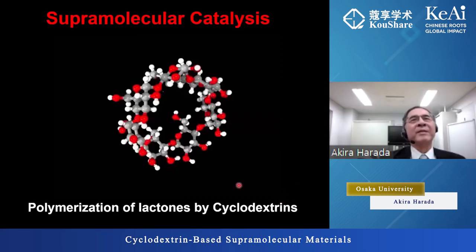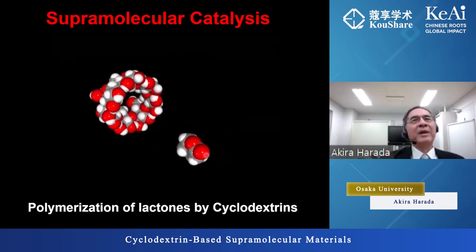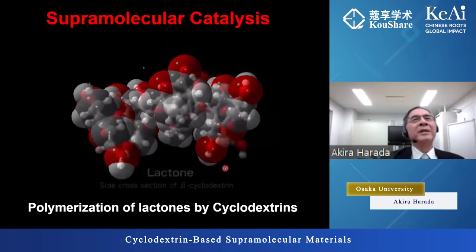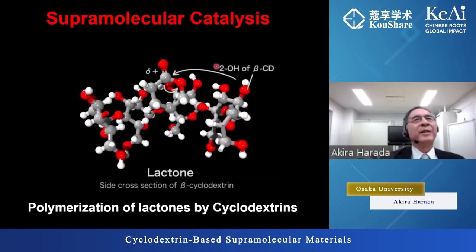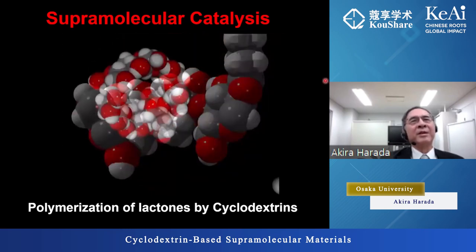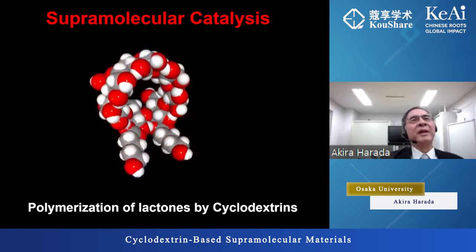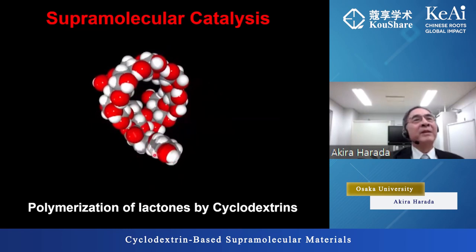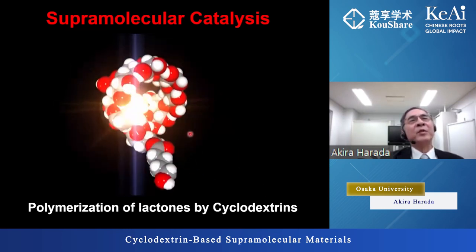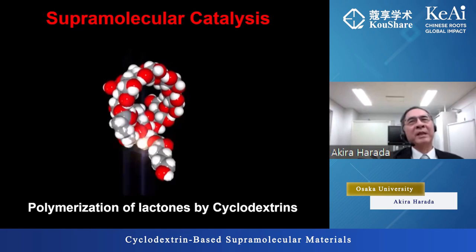I'll show you, this is the mechanism of the polymerization. Here. The monomers are included in the cyclodextrin ring first. And the hydroxy groups attack the carbonyl groups of the cyclic acids that give the esters right here. And then the second monomers are included in the cyclodextrin ring and attached to the ring. But in this case, the monomers are inserted between the growing chain. So the polymer chain is migrating through the cyclodextrin ring.